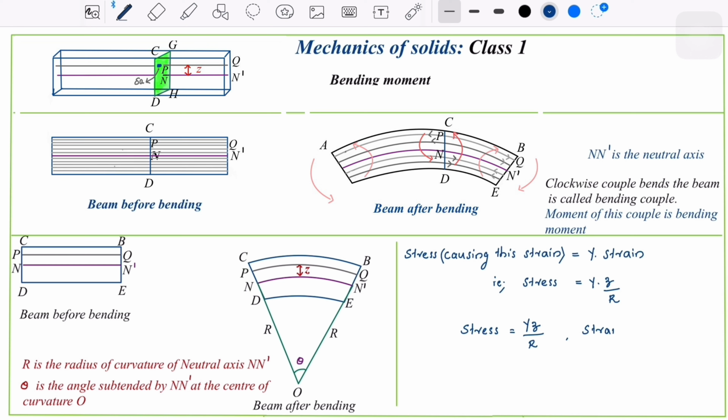Already we have strain is equal to Z divided by R. That is, strain is equal to Z by R and the stress causing this strain is equal to YZ by R.